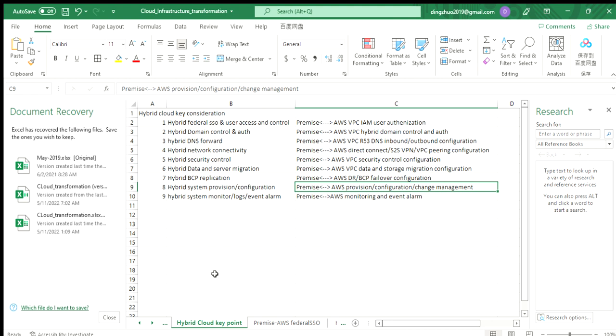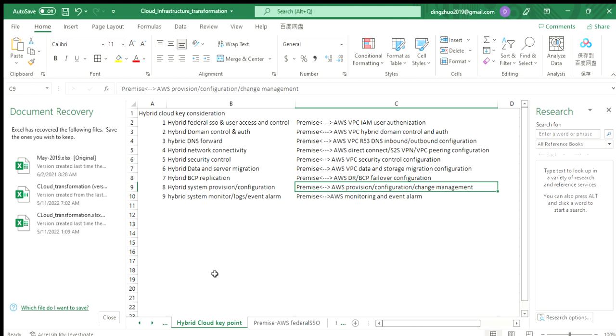First of all, I'm going to point out some of the key points during hybrid cloud design and migrations. First, federated single sign-on and user access and controls. Now, Amazon has IAM, which does the user authentication, authorization, and accounting. That is what happens on the cloud side.